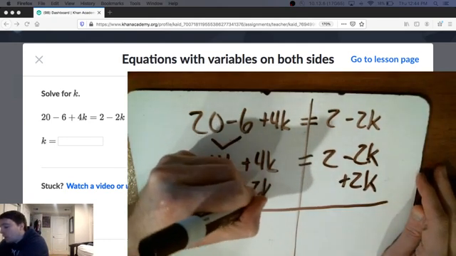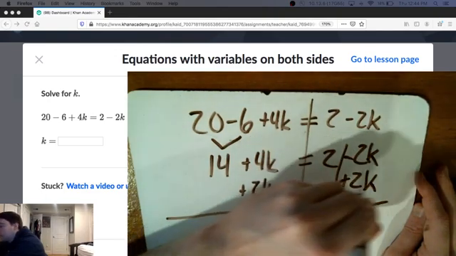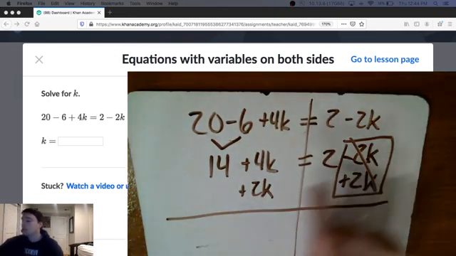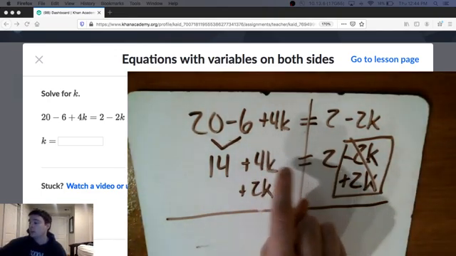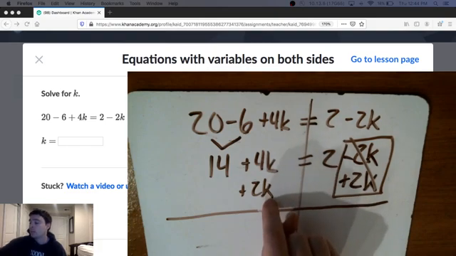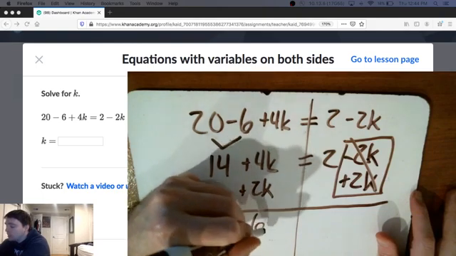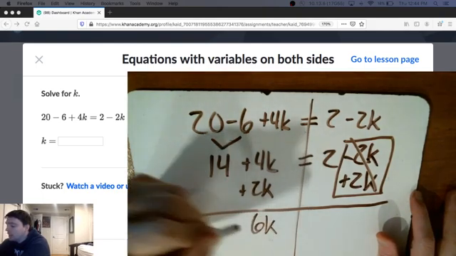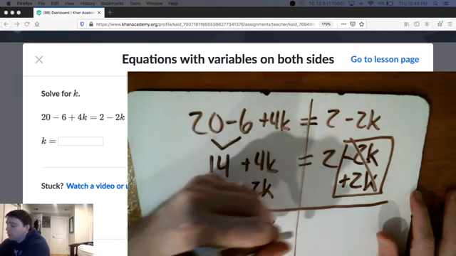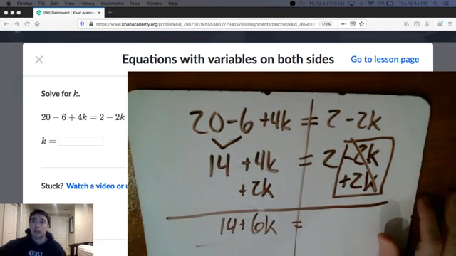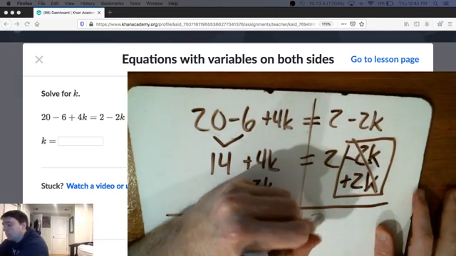It shows up as a positive 2k on the left side of the equation now. It used to be a negative 2k. Now as we add 2k to the right side and the left side, it shows up as its opposite self on the left side of the equation. 4k plus 2k becomes 6k. So I have 14 plus 6k is going to be equal to 2.